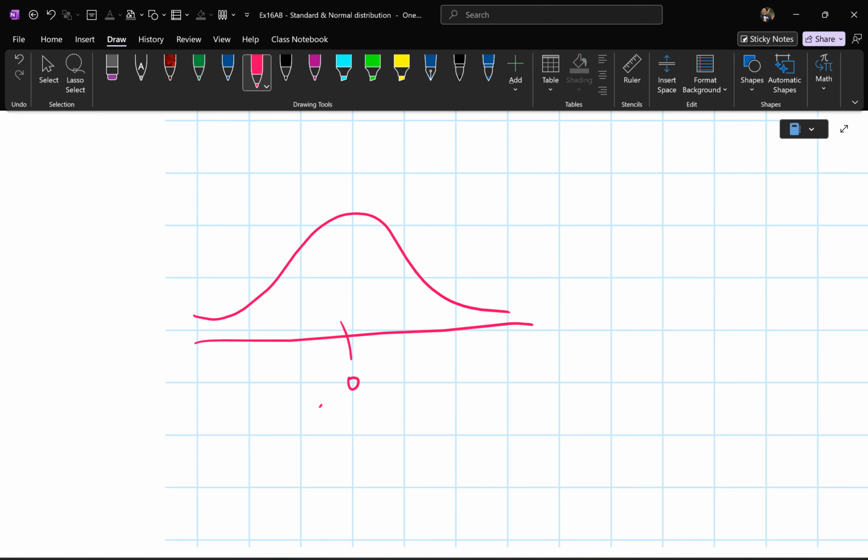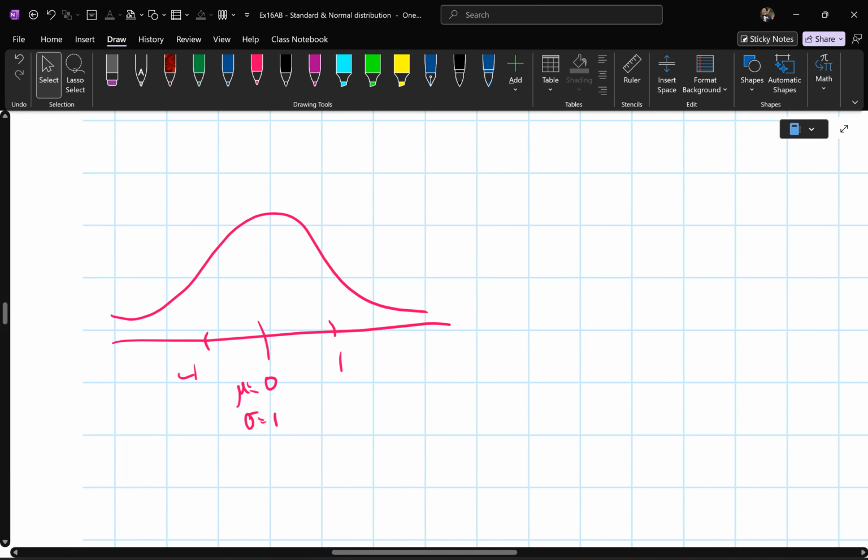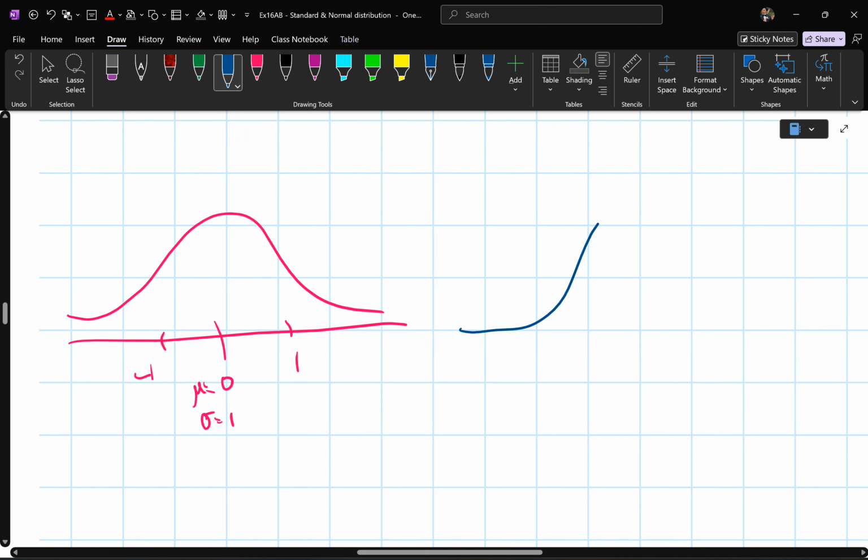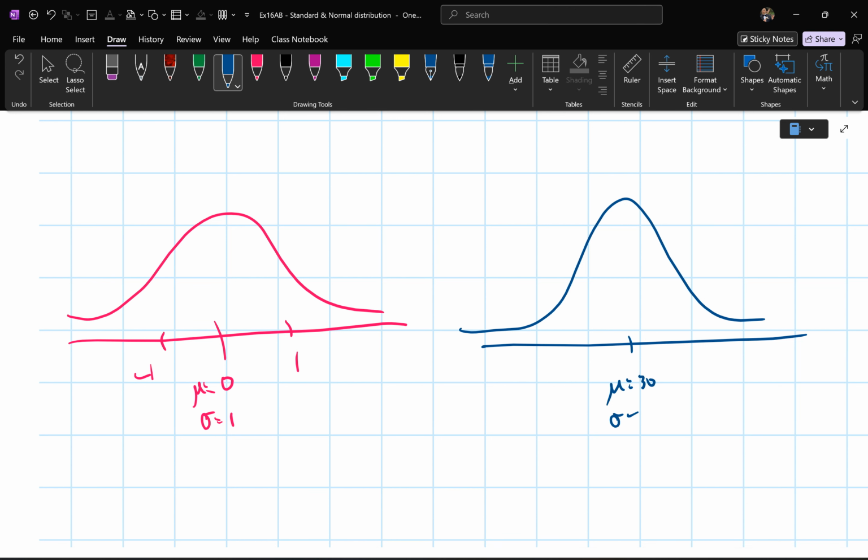This is your ideal: mean 0, standard deviation of 1. That's what we love, because we know these negative 1s and 1s. We know the areas of this curve. But in reality, this is not true. In reality, your study scores are based on this.